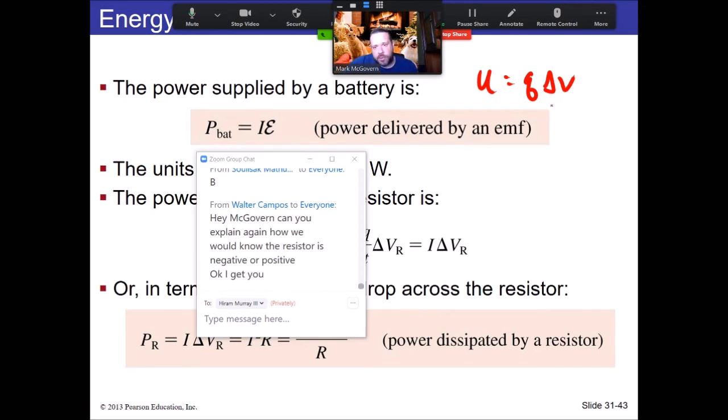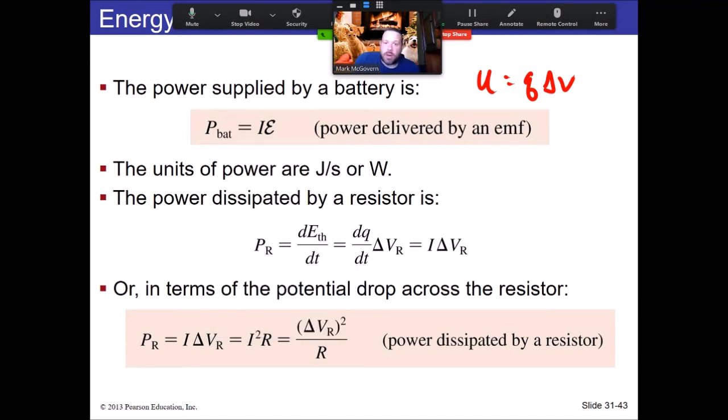Well, guess what we do with this thing? Take the time derivative of both sides. Time derivative of the energy will be power, and the time derivative of charge is current. So therefore, we have our nice expression here, I times delta V, but when we do delta V for a battery, we use the little cute squiggly E for EMF. Power, as you know, is in watts.